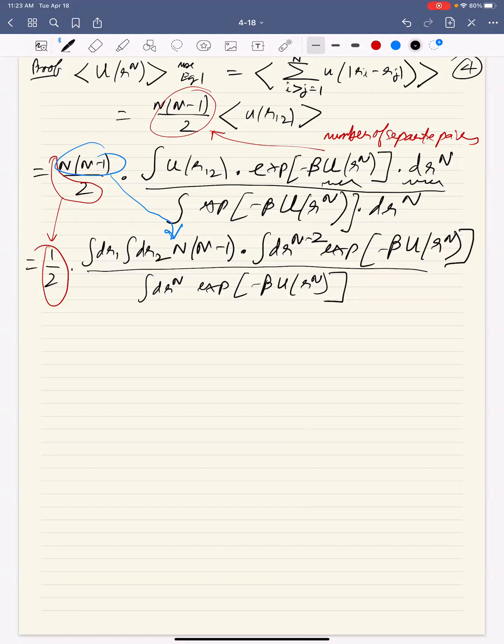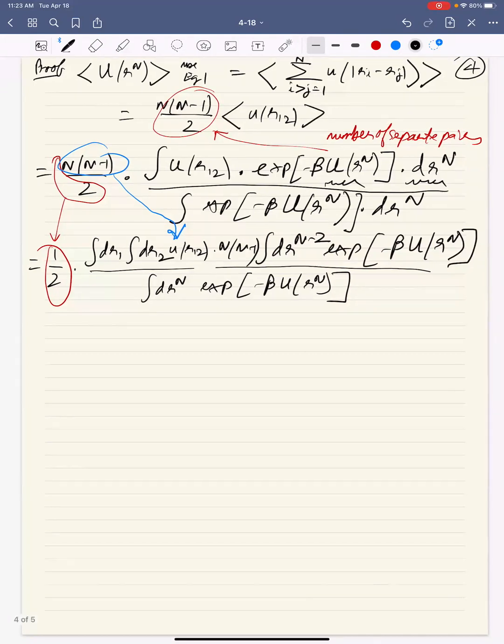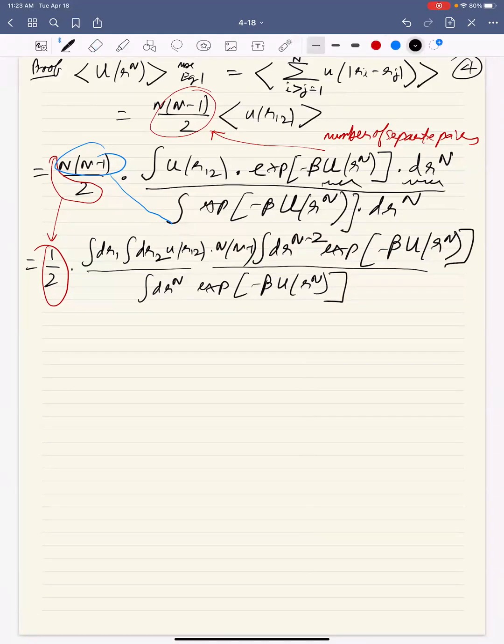Did I miss something? I missed something, right? I missed the u, small u. So I should have written here small u R12 multiplied by n minus 1. We are almost out of your misery. Just one line and we are done.